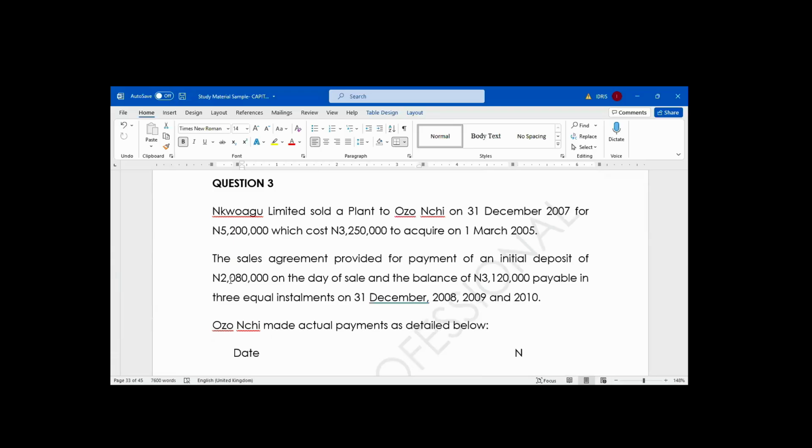2,080,000. That is the initial deposit he will pay. After the initial deposit, the balance, 5.2 minus 2,080,000. How much will be the balance?